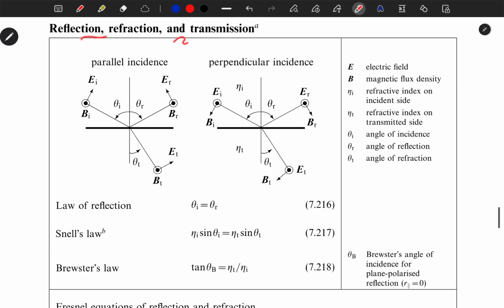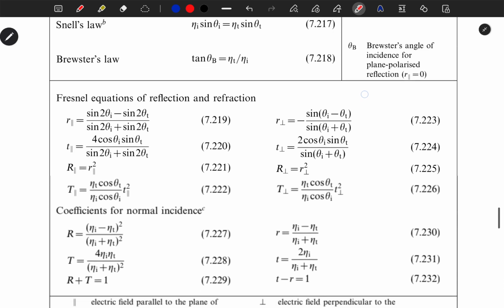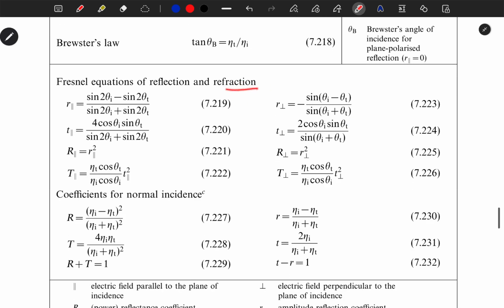reflection, refraction and transmission. So for a parallel incident line, in that case we have theta incident equal to theta reflection. Snell's law, eta I sin theta I equal to eta t sin theta t. Brewster's law, tan theta equal to eta t by eta I. So Fresnel's equations of reflection and transmission, r parallel equal to (sin 2 theta I minus sin 2 theta t) by (sin 2 theta I plus sin 2 theta t).